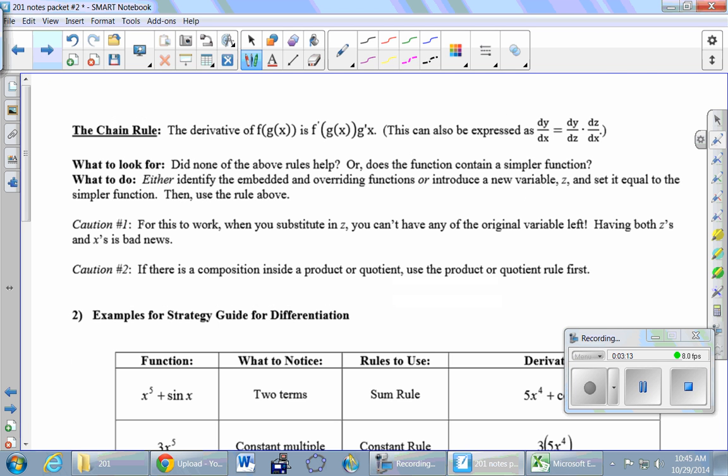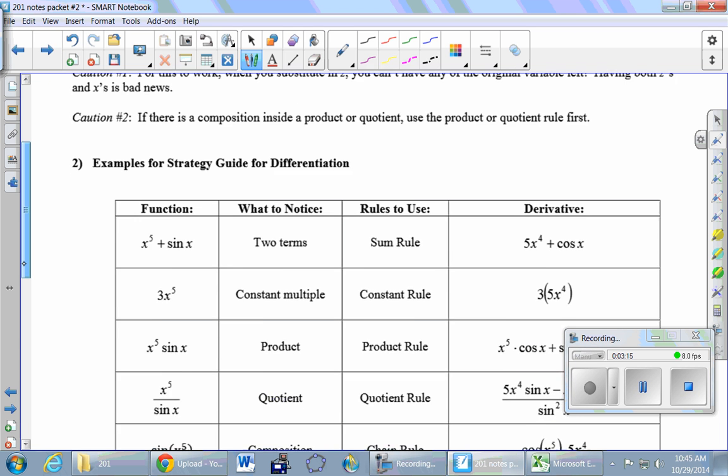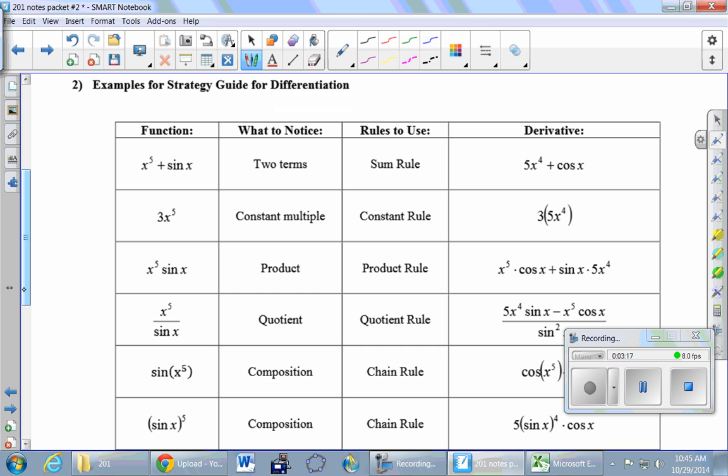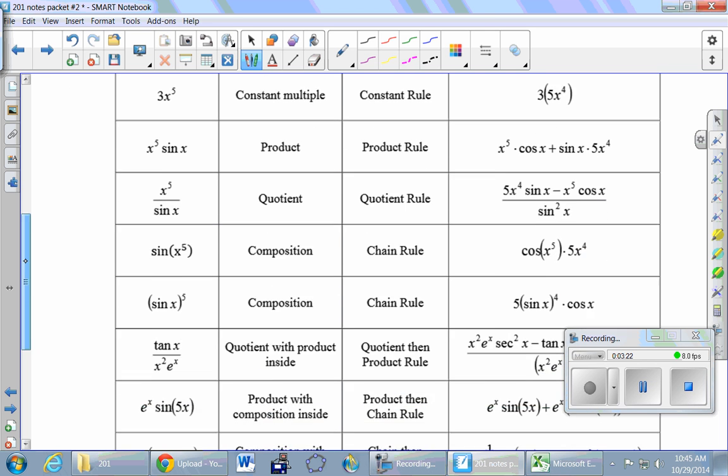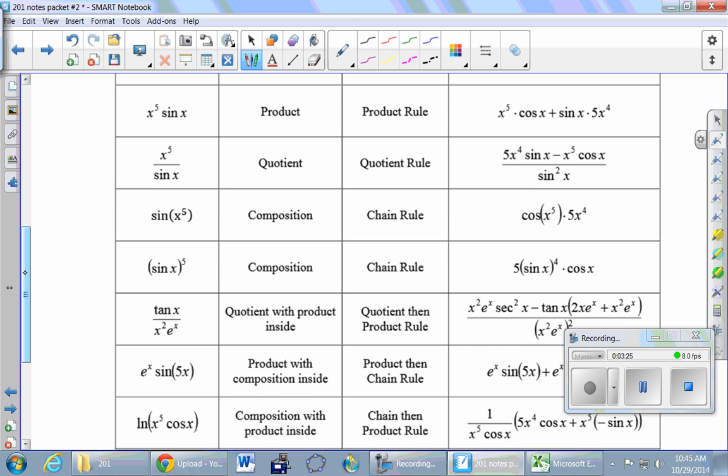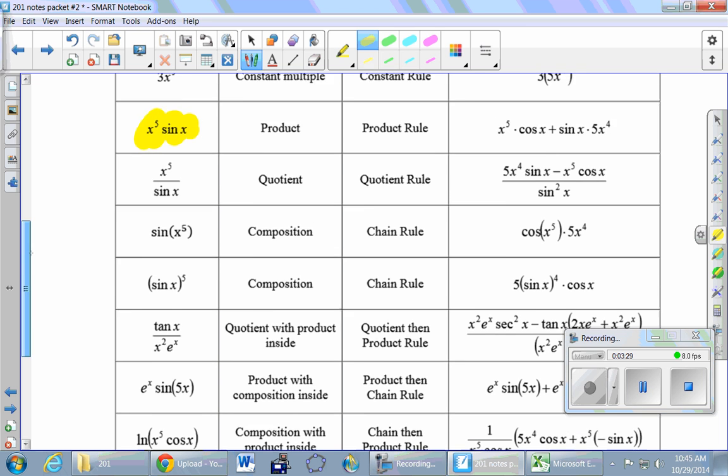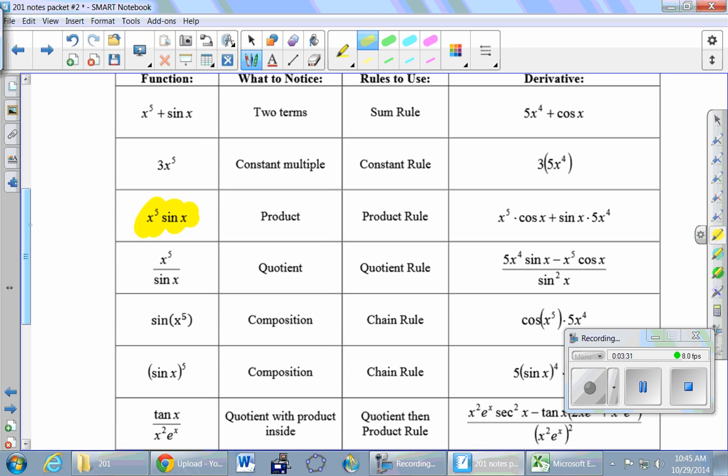So you can look over that sheet in more detail later. And then on the next page, there's a big old chart, which gives you a bunch of examples. And so for example, this x to the 5th sine of x, I think it's the third one in the chart. What kind of a function is that? Like what rule are we going to use there?